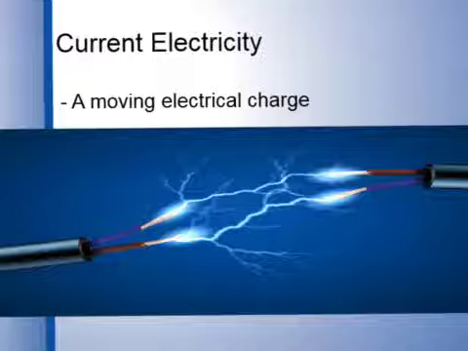Now let's go to our vocabulary. Our first word, current electricity. Current electricity is simply a moving electrical current.